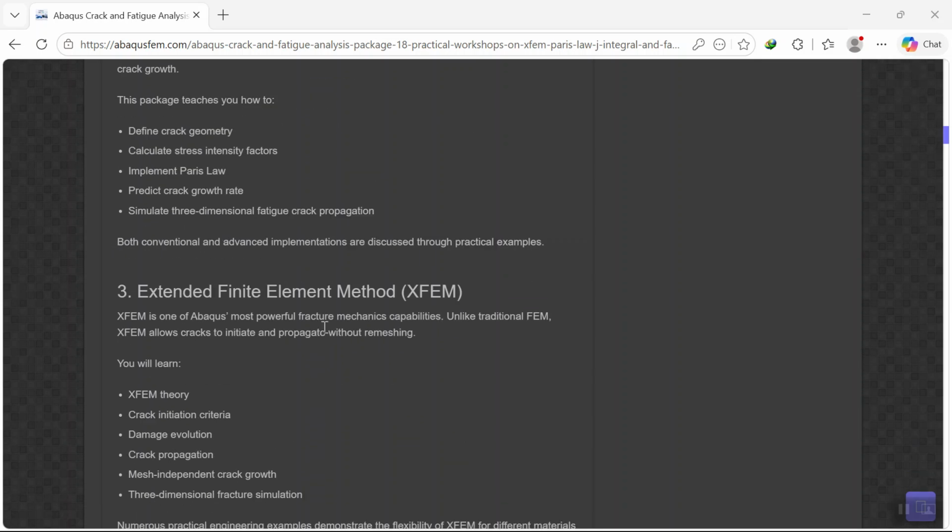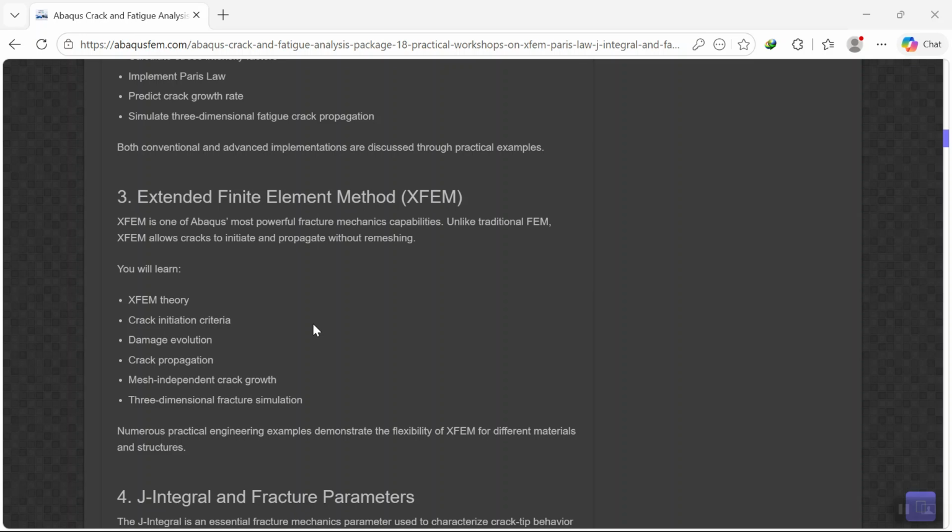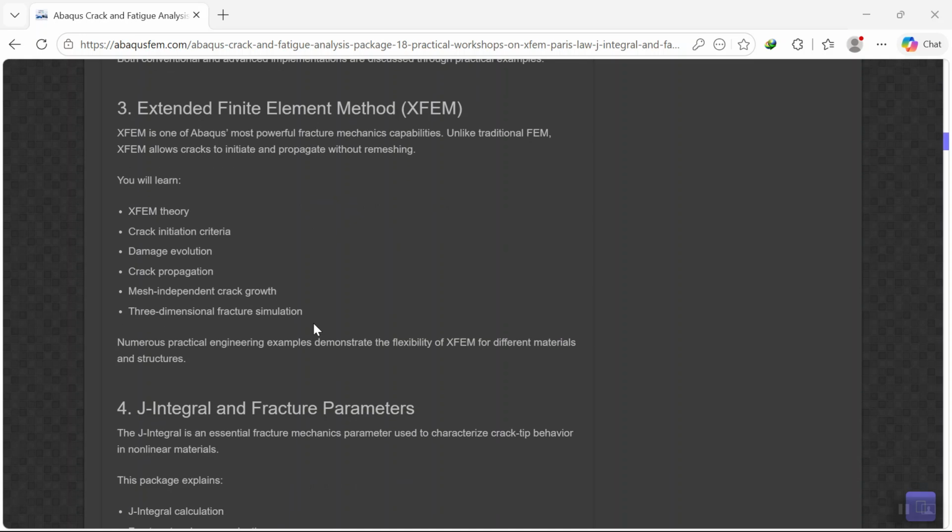In the third section, the XFEM, or extended finite element method, is explained. One of the biggest challenges in fracture simulation is modeling crack growth without continuously remeshing the model. XFEM solves this problem by allowing cracks to initiate and propagate independently of the mesh. Throughout this package, you learn how to define crack initiation criteria, damage evolution, crack propagation, and how to interpret XFEM results through numerous practical examples involving concrete, timber, pressure vessel, reinforced concrete structure, and many other engineering applications.